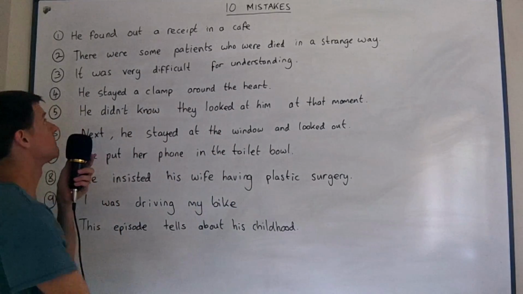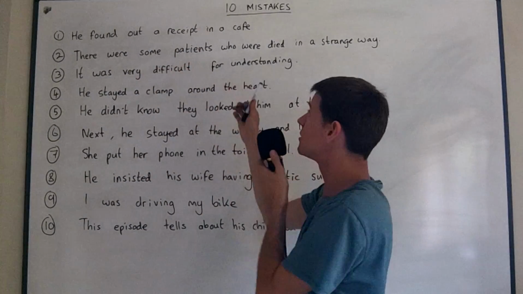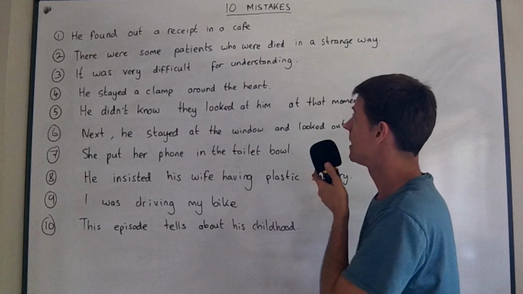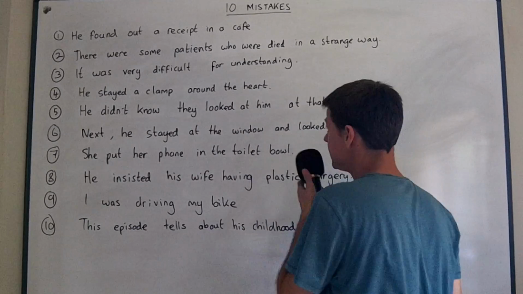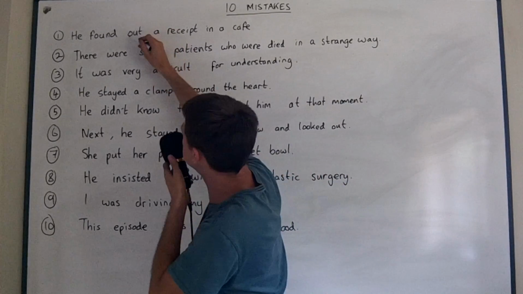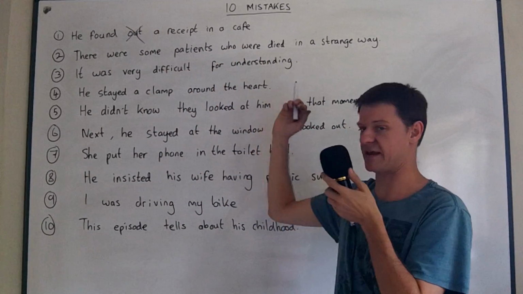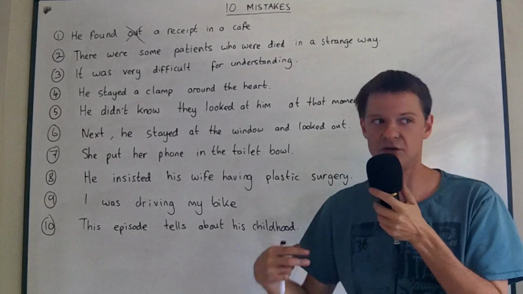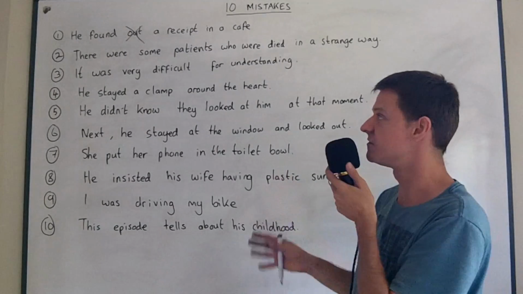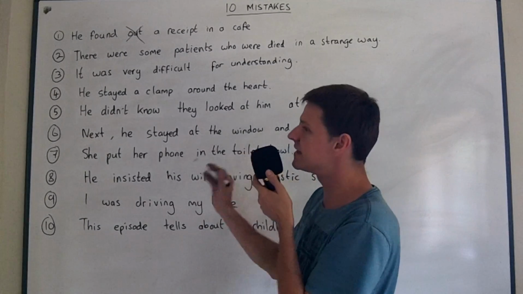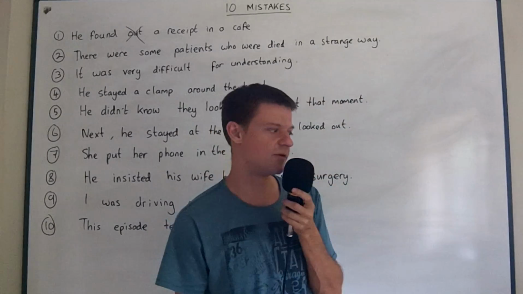10 more mistakes. Number 1: he found out a receipt in a cafe. There is a big difference between find out and find. He found a receipt in a cafe. Find is what you do when you're looking for something and eventually you find it. But find out means discover information.